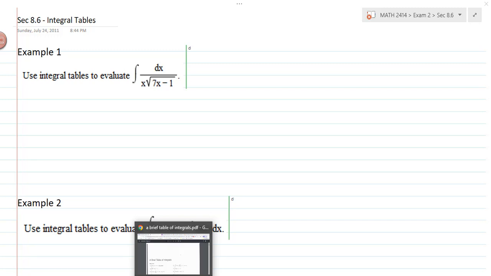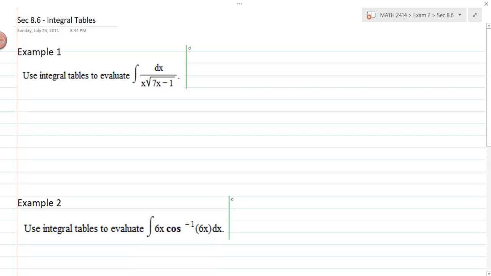Section 8.6 is integral tables. You will be allowed to use an integral table only for the first page of your exam because I don't want you to have access to this for every problem on your exam. Otherwise, I wouldn't test whether or not you know how to integrate anything on your own.